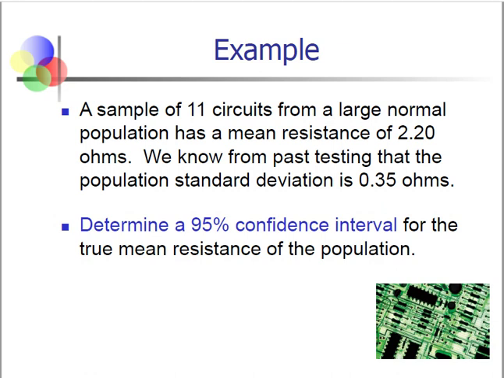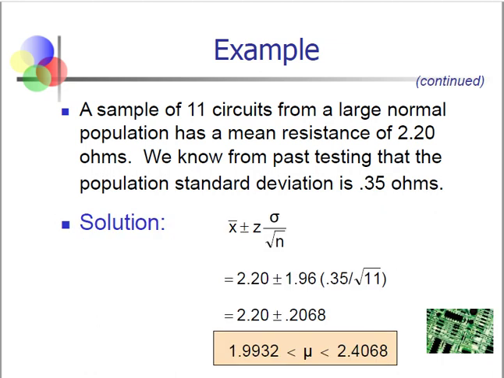Okay, let's have an example. A sample of 11 circuits from a large normal population has a mean resistance of 2.2 ohms. We know from past testing that the population standard deviation is 0.35 ohms. Determine a 95% confidence interval for the true mean resistance of the population parameter. So we put down our data, we have a 95% confidence level. Then we also put across our formula. Our formula says we have to take the mean.